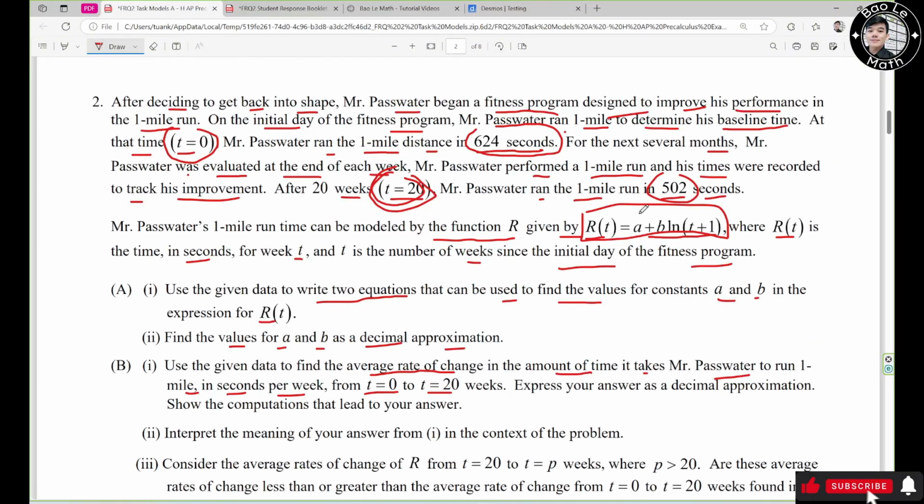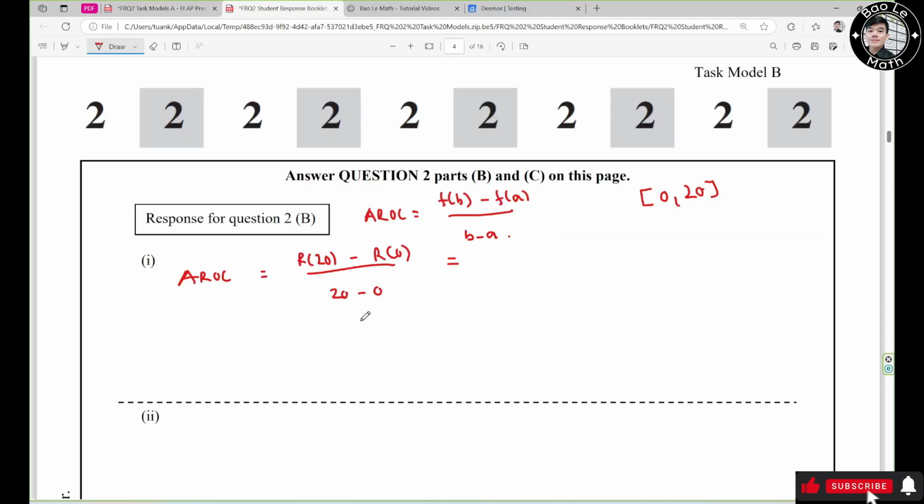When t equals 20, we got 502, right? And when t equals 0 right here, we got 624, right? So we can use this one, right? It's going to be 502 minus 624 over 20 subtract 0, right? So it's going to be negative 122 divided by 20. So it's going to be negative 6.1, right? So you need to answer the average rate of change is negative 6.1 seconds per week, right?